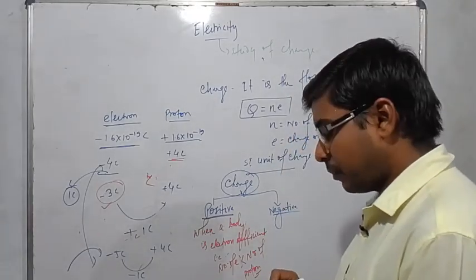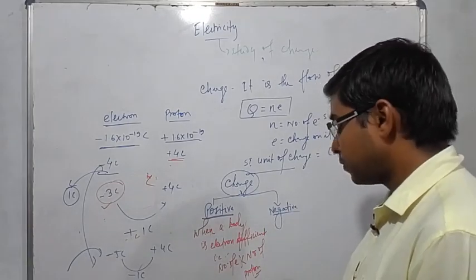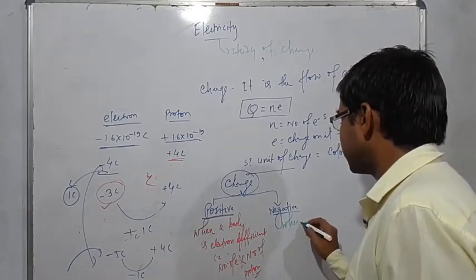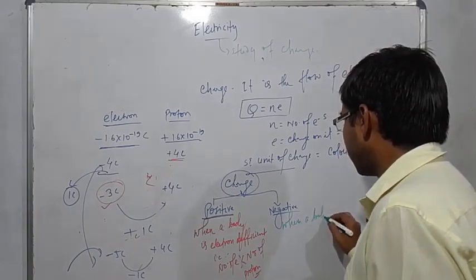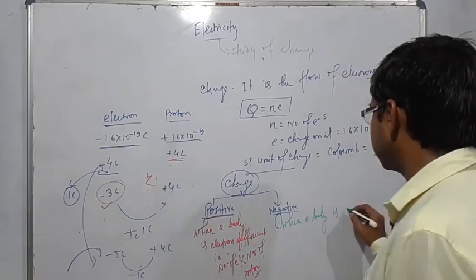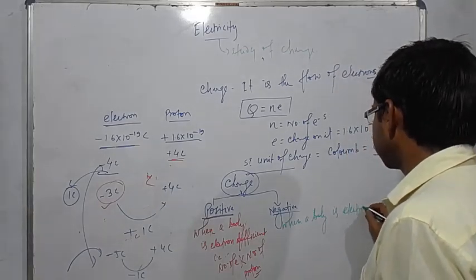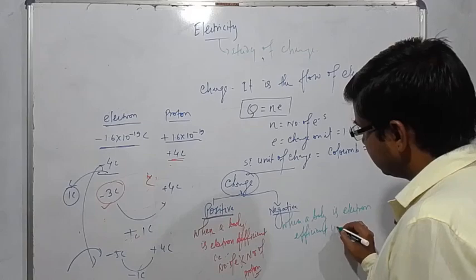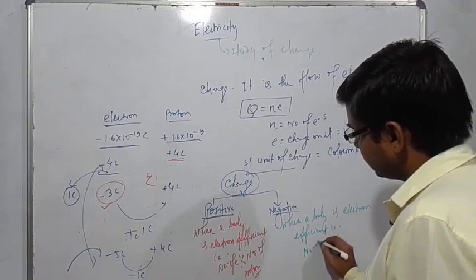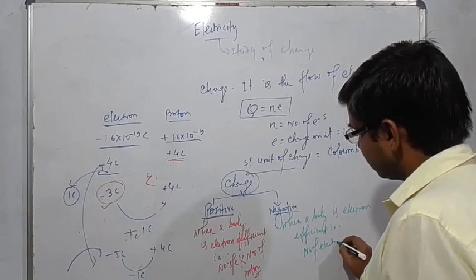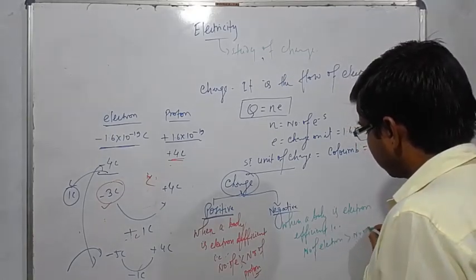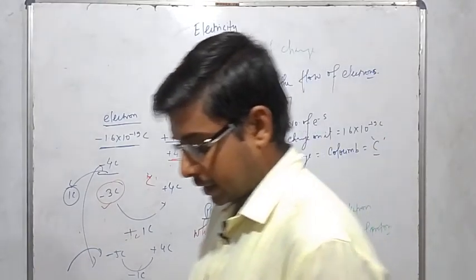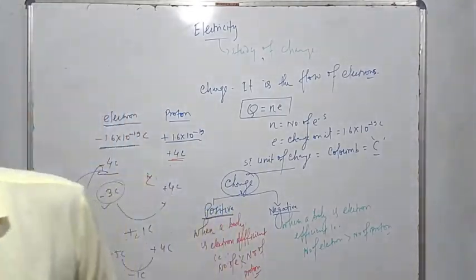Negatively charged body. A body is said to be negatively charged when it is electron efficient, that is, the number of electrons is more than the number of protons, isn't it? That's why it carries a negative charge.